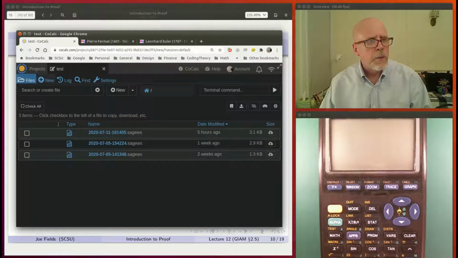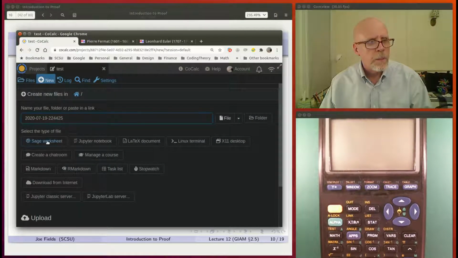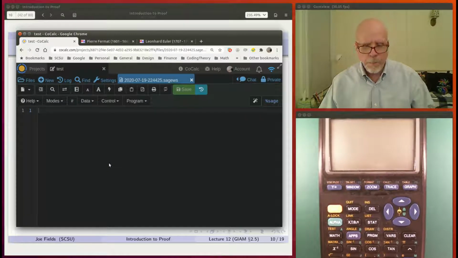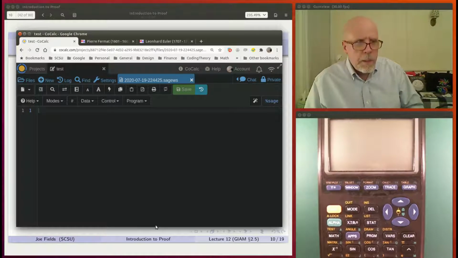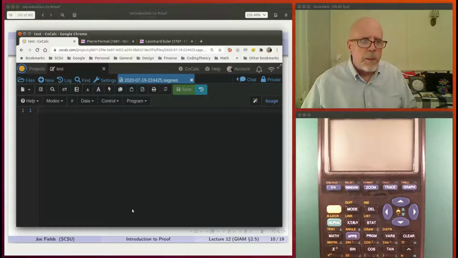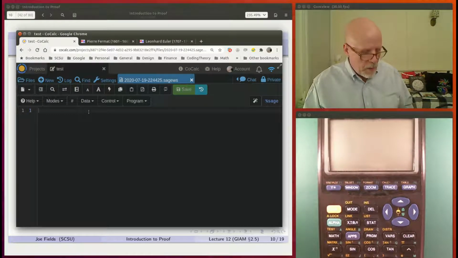I'm going to create a new Sage worksheet for us to work in. The main thing I want to do at this point is simply calculate those Fermat numbers. I'm going to do it with a loop because I'm trying to get you to think about doing programming. My caps lock was stuck, so I had to fix that.